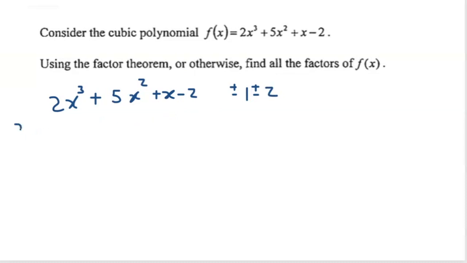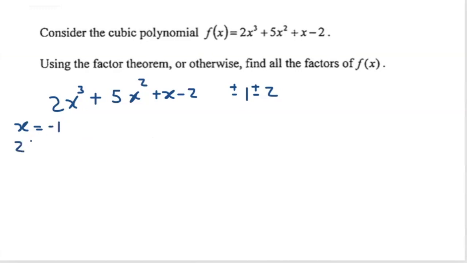So when I substitute x equals 1, will that give me 0? So I put 1 here. I have 2 times 1 cubed plus 5 times 1 squared plus 1 minus 2. And just by looking at this, it will not give me 0, so therefore it's not 0. So I need to try another number. Let's try x equals negative 1.